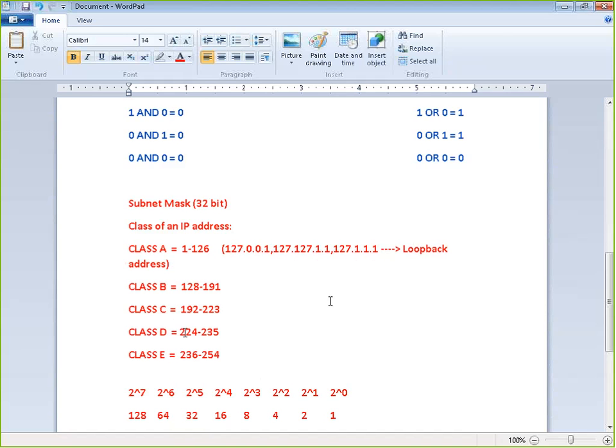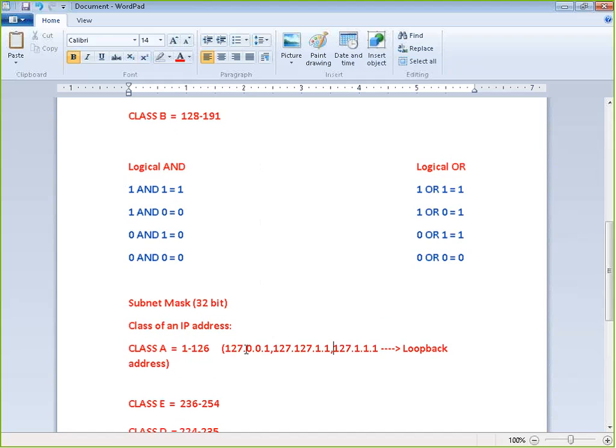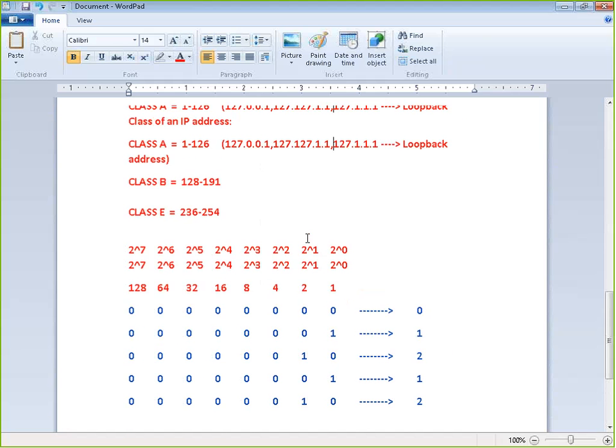And then the numbers ranging from 128 to 191 are class B, 192 to 223 is class C, 224 to 235 is class D, and 236 to 254 is class E. Now what is the last value that I told you for an octet? The last value is going to be all ones. All ones means it's going to be 255, right? But according to the classes, if you notice, 255 is not listed here.